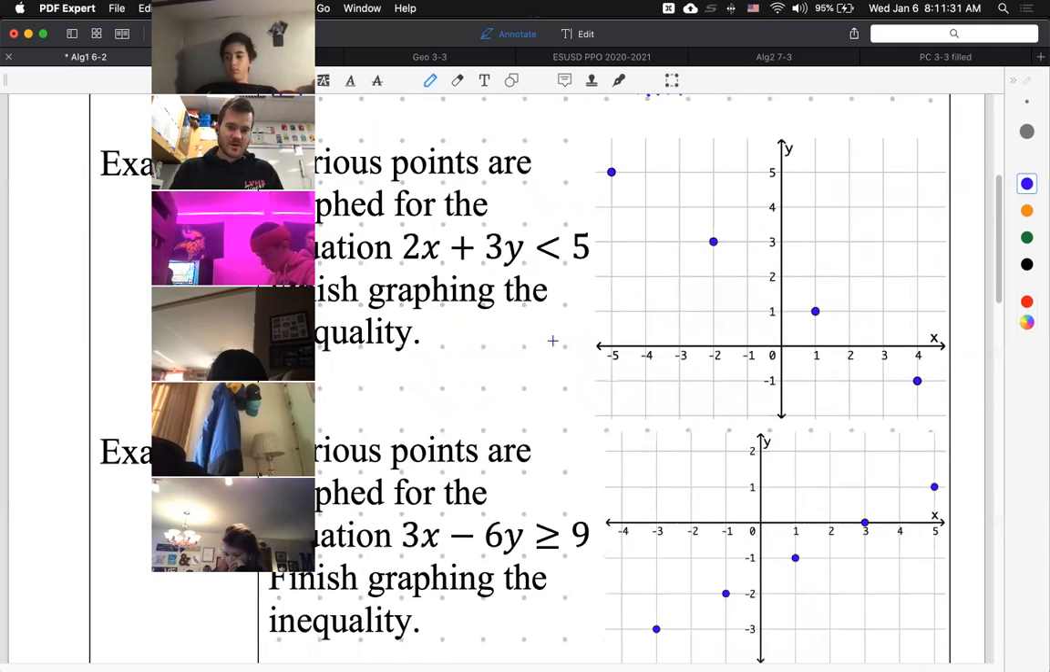All right, and this is kind of what Khan Academy does as well. They give you points. So here are some various points that are graphed for this inequality. Why did I say equation there? That's not technically correct. So let me change that for next year. Technically, it's an inequality.